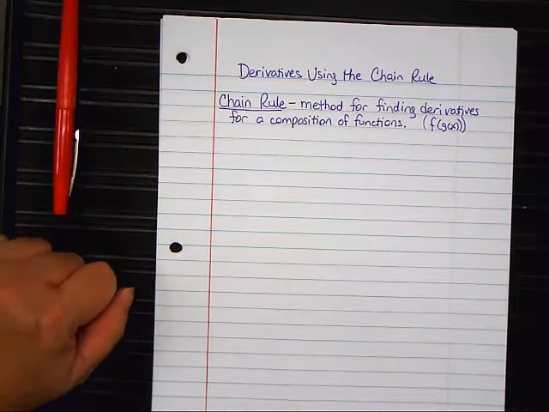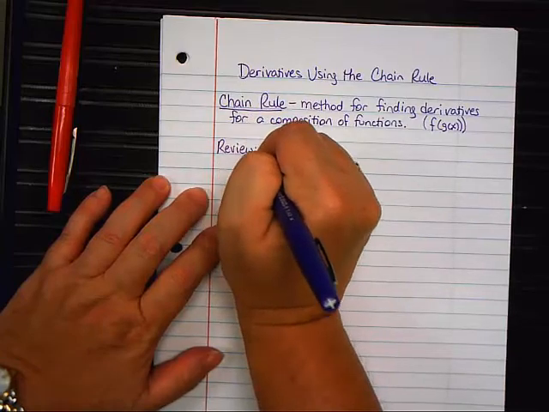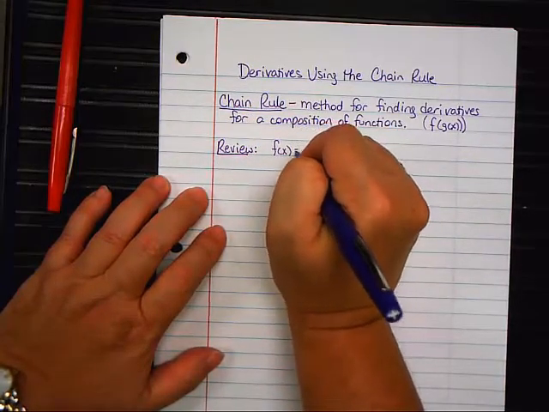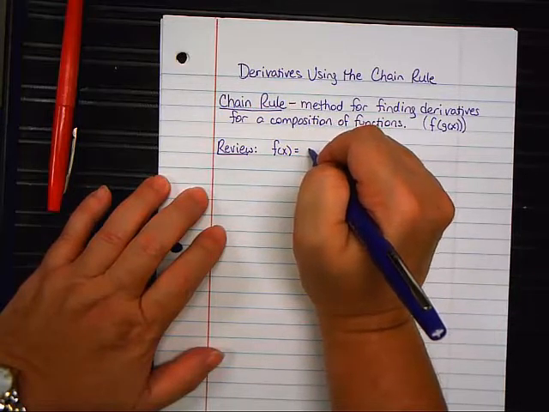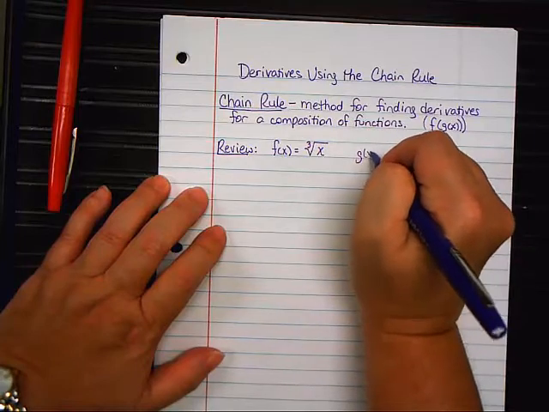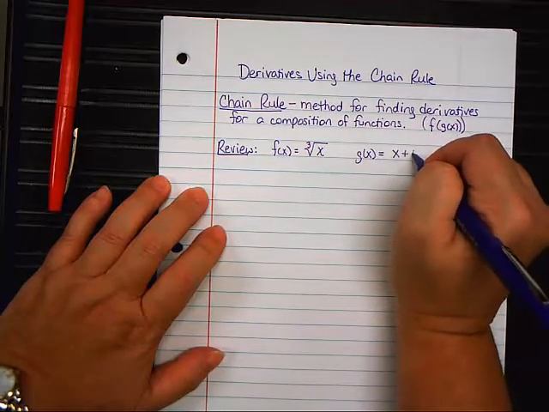Okay. What I want to do before we go into the derivative part, I want to talk about what composition is, because I'm not really sure who your teacher was when you first learned this, if you even remember what it is. So let's take some review, first of all. I'm going to give you a function, f of x equals, let's say, the cube root of x, and g of x equals x plus 5.